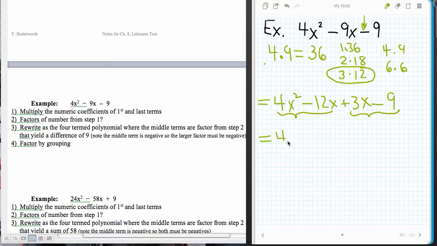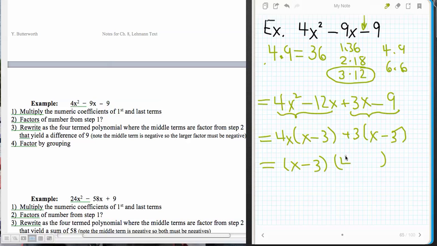So 4x is going to come out of the first two. That will leave me with an x minus 3. And then out of the second two, I have positive, negative. I need a positive, negative, so I'm going to factor out a 3. And that's going to be an x minus 3. And then my GCF, x minus 3. And I write that down, and then I get ready for my binomial.